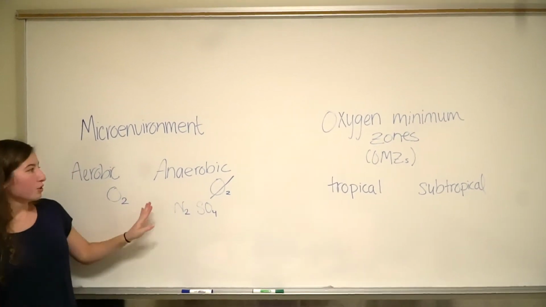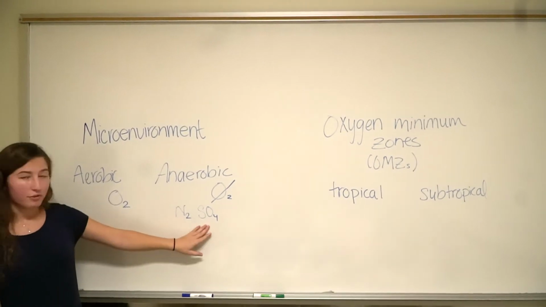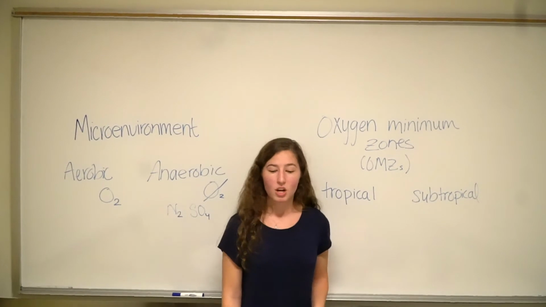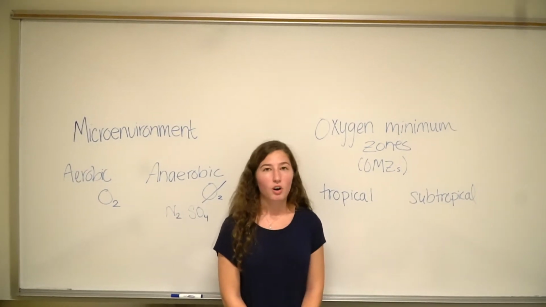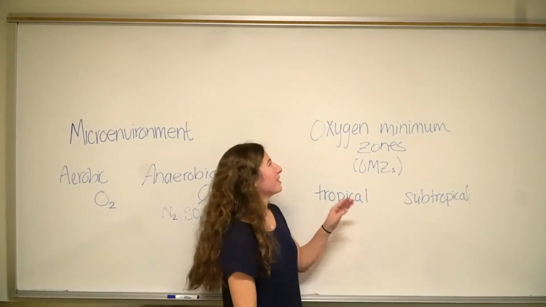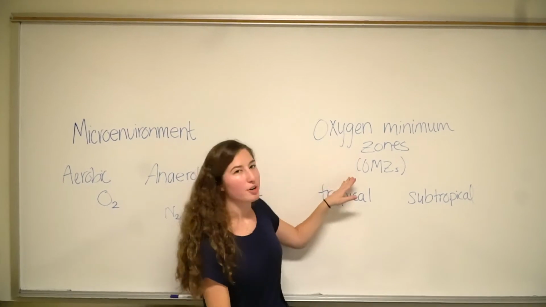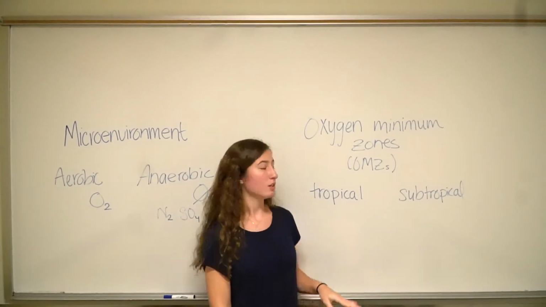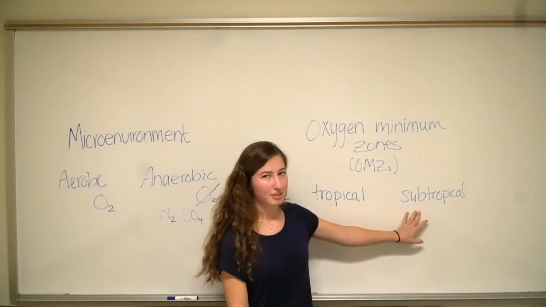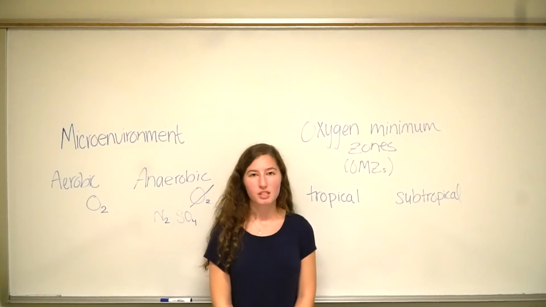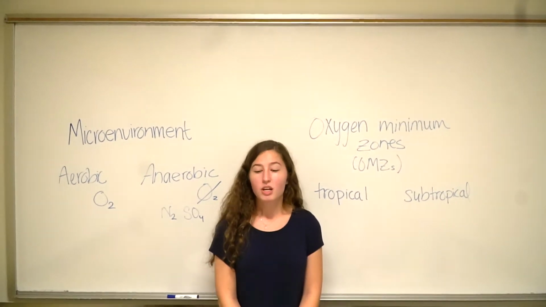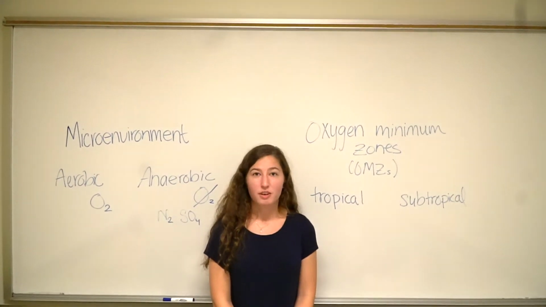These utilize nitrogen and sulfate to respire. Large permanent oxygen-depleted waters are called oxygen minimum zones, or OMZs for short. These mainly occur in tropical and subtropical zones. OMZs result in microbe-dominant communities of anaerobic metabolism due to the lack of oxygen.